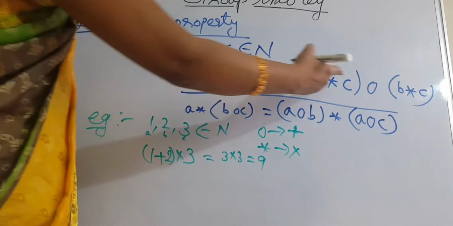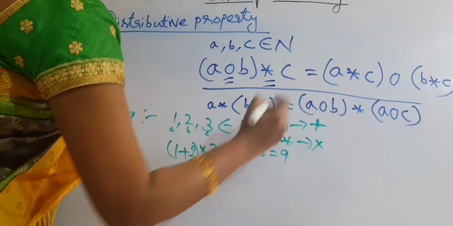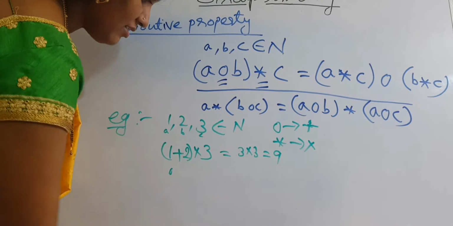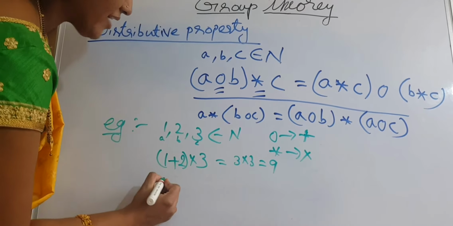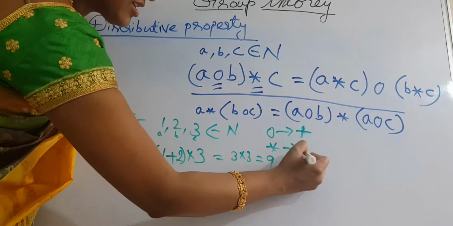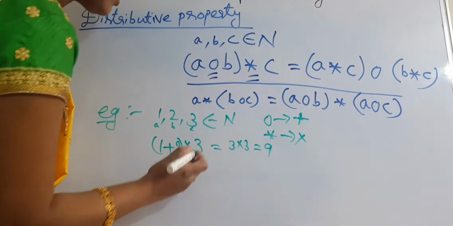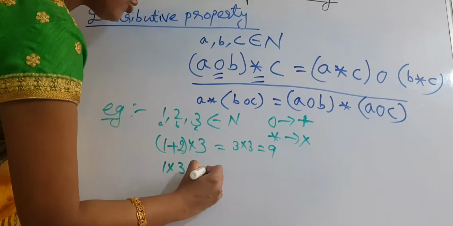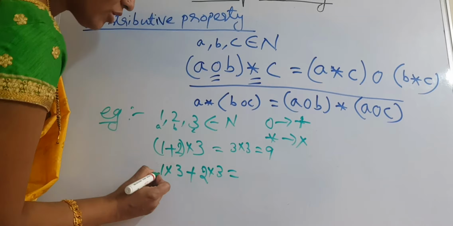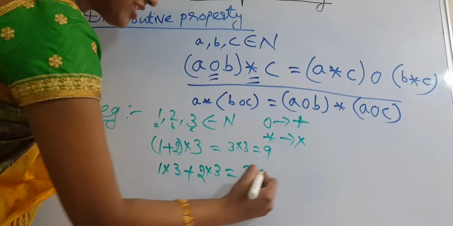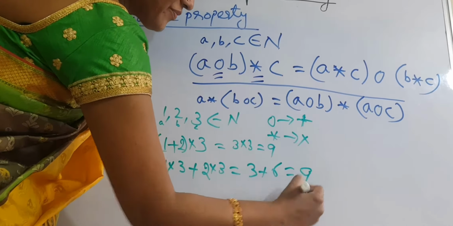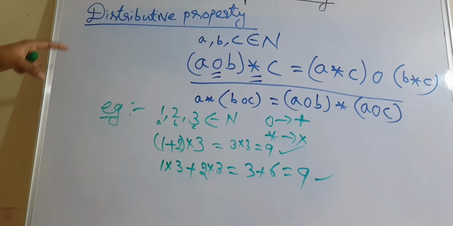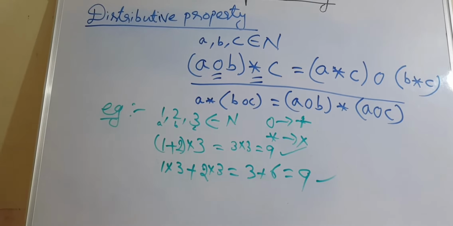Left side and right side we'll see. What will we get here? A means 1, into C means 3, plus next one, 2 into 3. What do you get? 1 times 3 is 3, plus 2 times 3 is 6. 6 plus 3 is 9. LHS and RHS are the same. Therefore, it satisfies the distributive property.